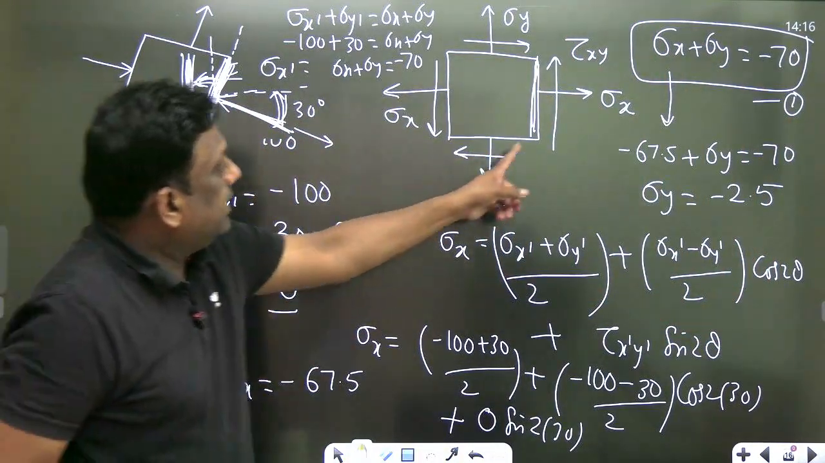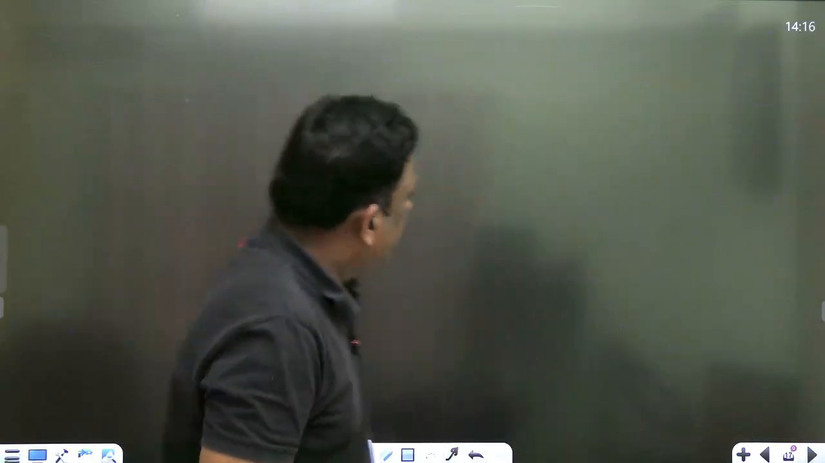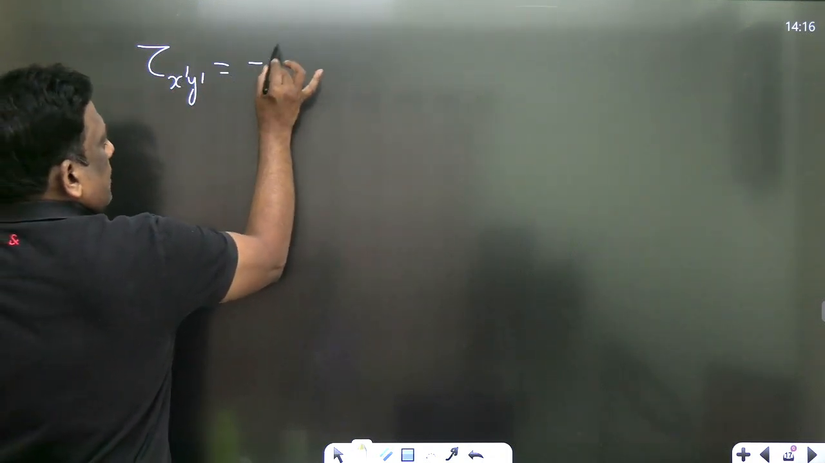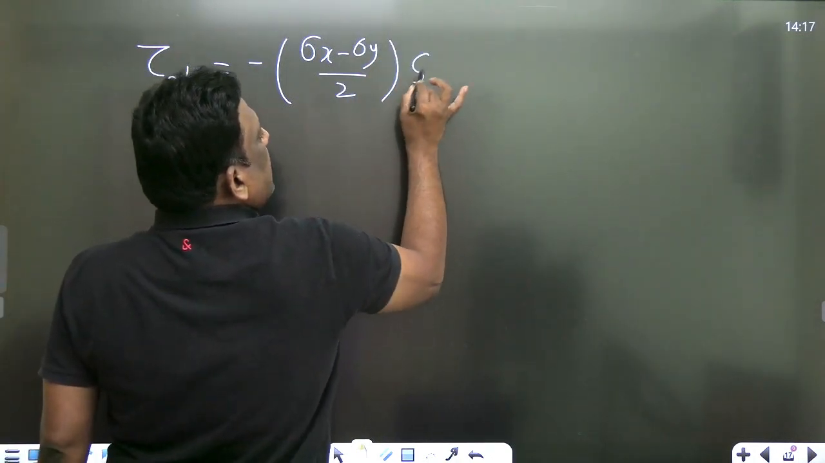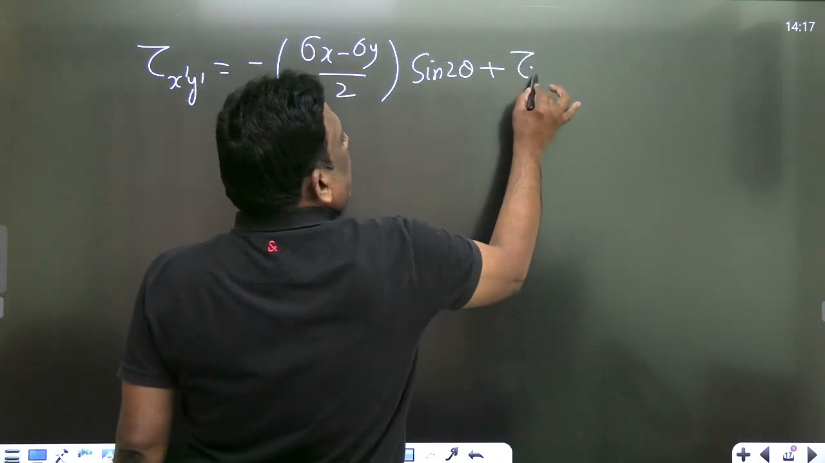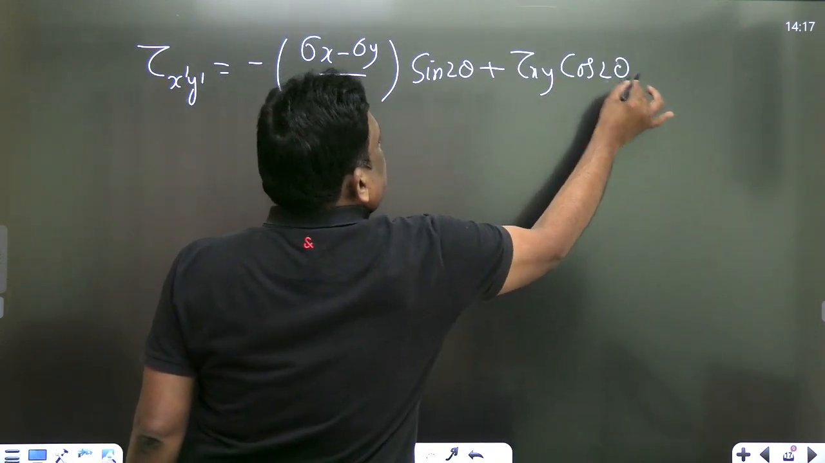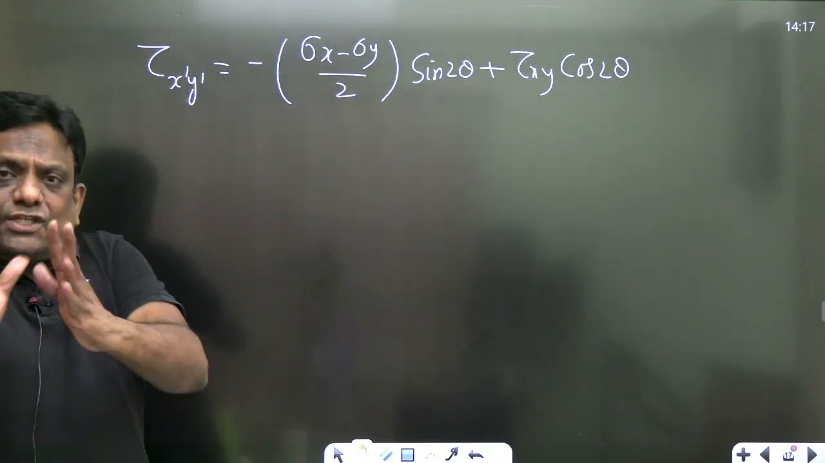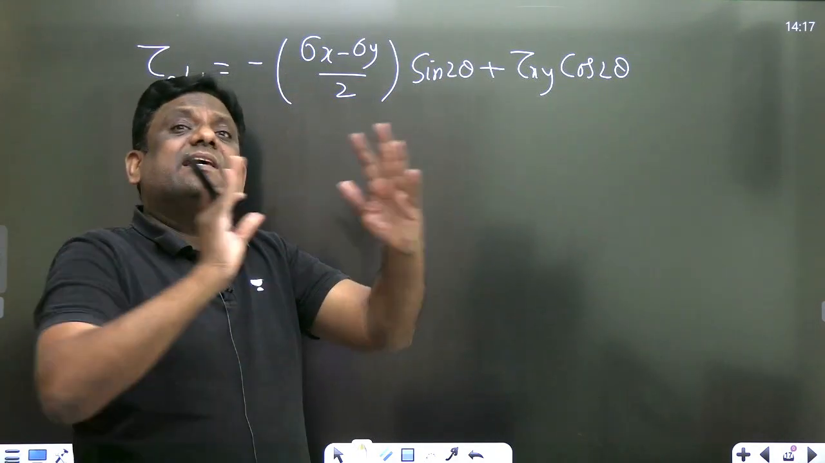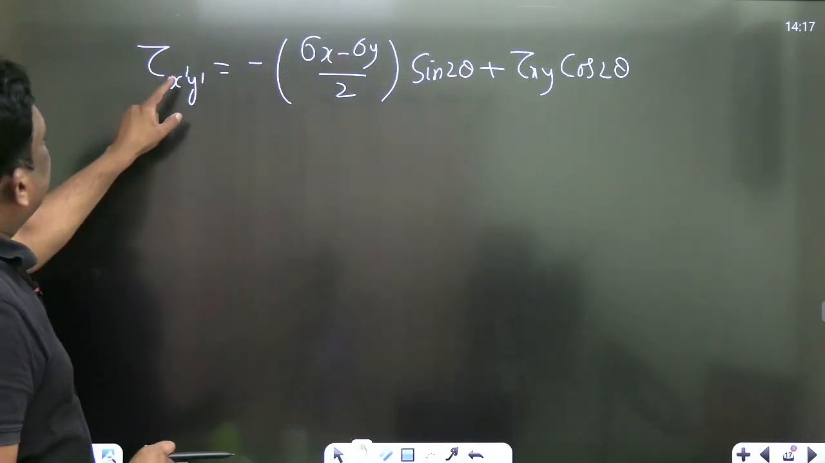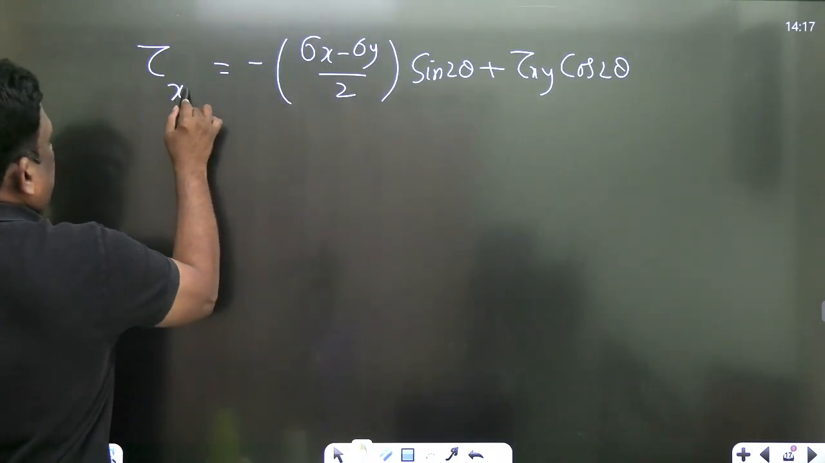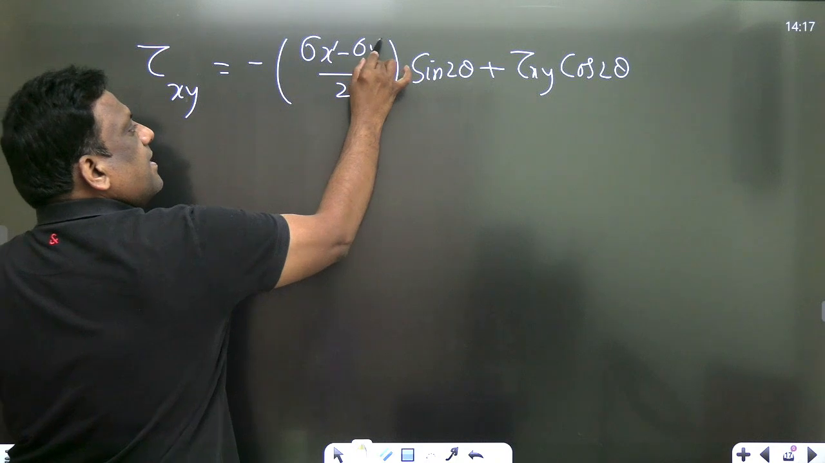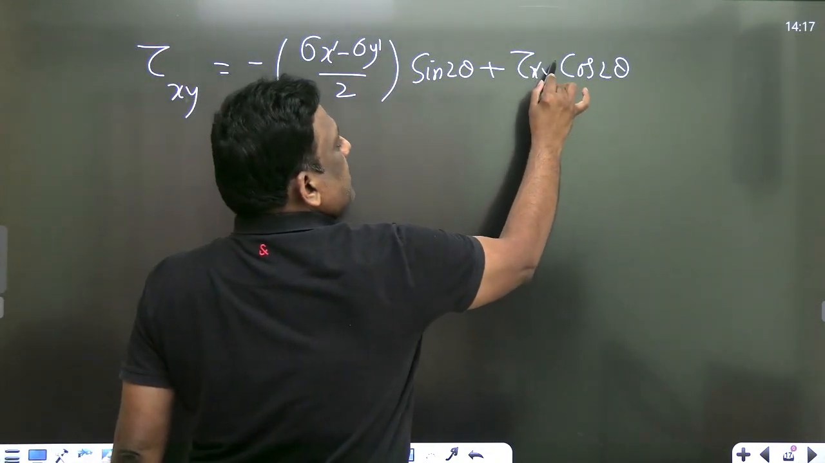Now we need to calculate tau xy. कैसे कैलकुलेट करेंगे सर? वेरी सिंपल. इधर देखो, पुराने जमाने में हम क्या करते थे? Tau x dash y dash is equal to minus of sigma x minus sigma y by 2 sin 2 theta plus tau xy cos 2 theta. ये लिखते थे सर. But it is from xy to x dash y dash. But now it is x dash y dash to xy. So just x dash y dash becomes xy. Excellent. My x will become x dash, y will become y dash.